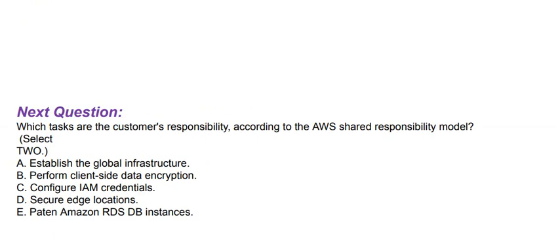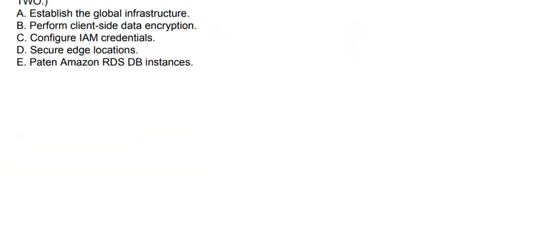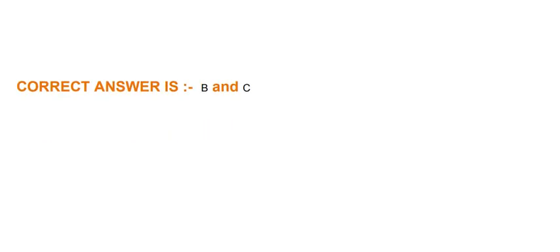Next question is, which tasks are the customer's responsibility according to the AWS shared responsibility model? Select two options. Option A, establish the global infrastructure. Option B, perform client-side data encryption. Option C, configure IAM credentials. Option D, secure edge locations. And option E, patch Amazon RDS DB instances. The correct answer is option B and C.